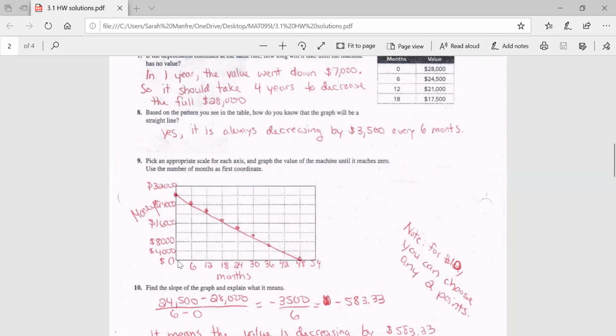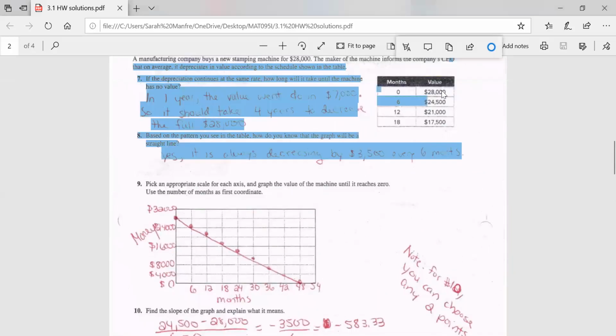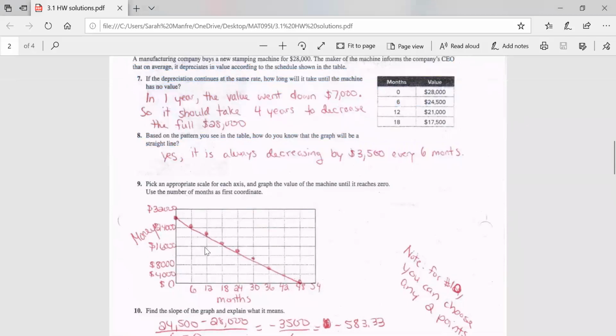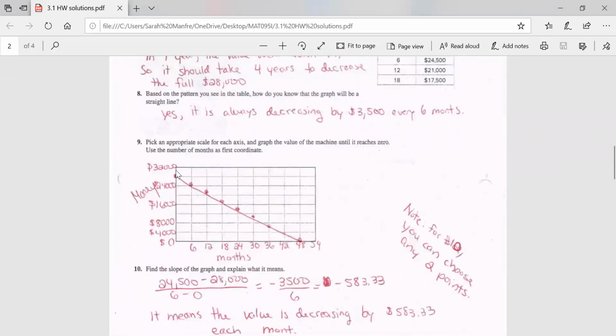So I did months. Each line I calculated 6 months, 12 months, 18 months, 24 months. I'm just taking the numbers right from the table. Now going up on the y-axis, we have to figure out what we're going to count by. Notice the highest amount we have to get to is $28,000, so 28,000 has to be somewhere at the top. If you count, there's 1, 2, 3, 4, 5, 6, 7, 8 lines.